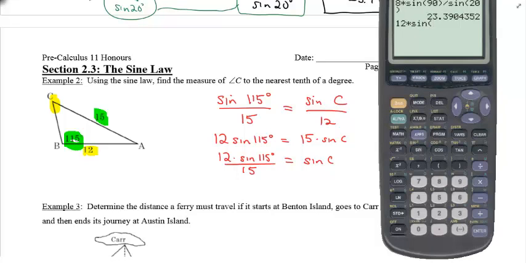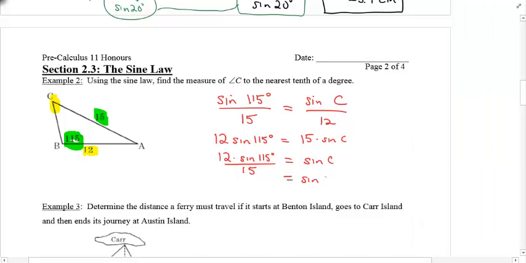12 times sine 115. Don't forget to close the brackets. And I got this 0.7250. So sine C is 0.7250. There's a few more decimal places, but I'll just keep it for now. Your goal is not to find sine C. I said find the measure of angle C to the nearest tenth.